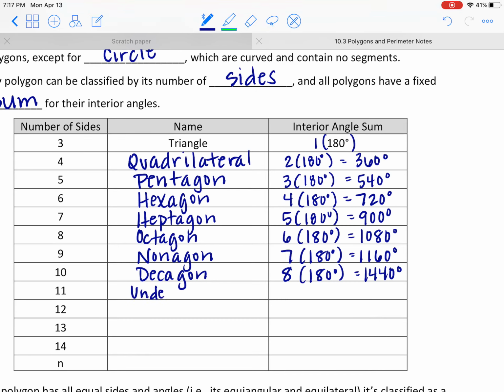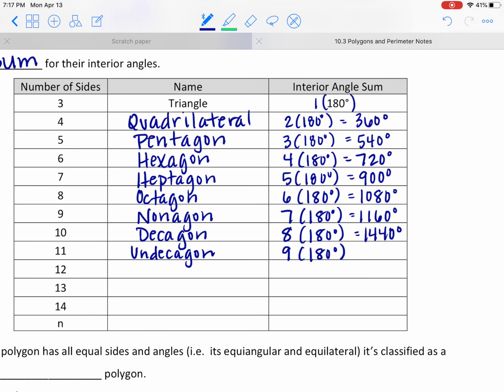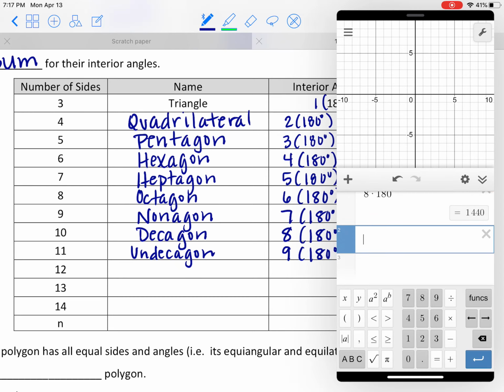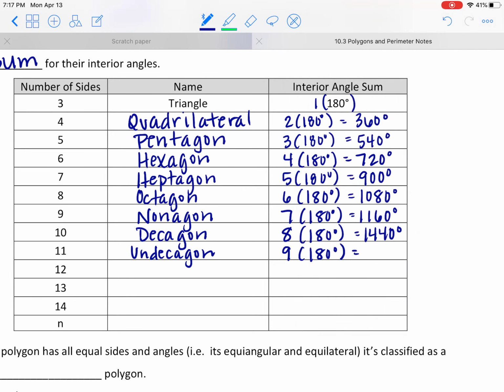Okay, 11-sided figure is called an undecagon. And that would be another triangle added to the figure. Another triangle, another 180 degrees. So 1440 plus another 180, 1620 degrees total. 12-sided figure is called a dodecagon. That would be another 180 degrees. So 1800 altogether. And then after the dodecagon, after the 12-sided polygon, we have very non-specific names.